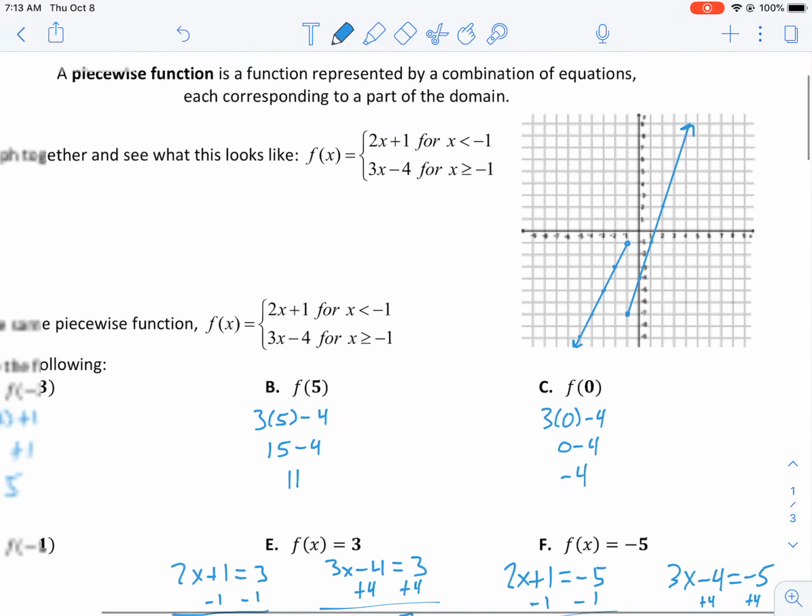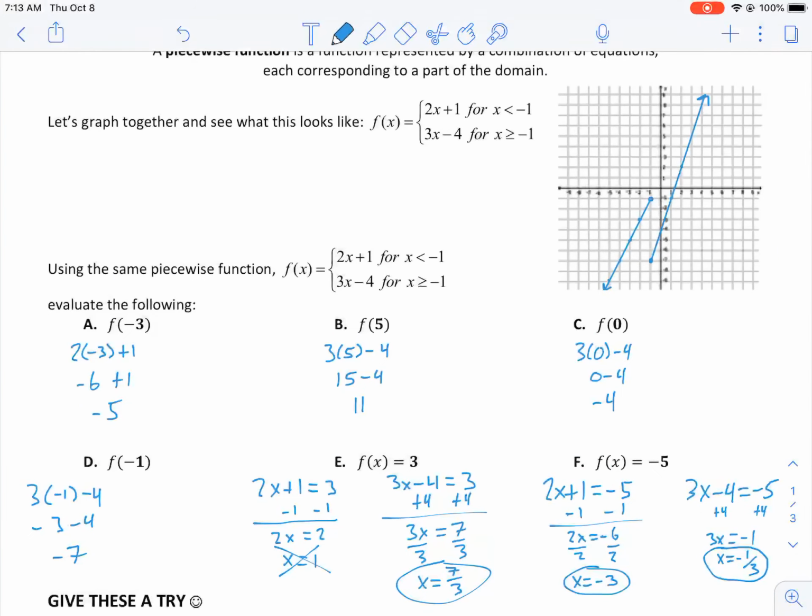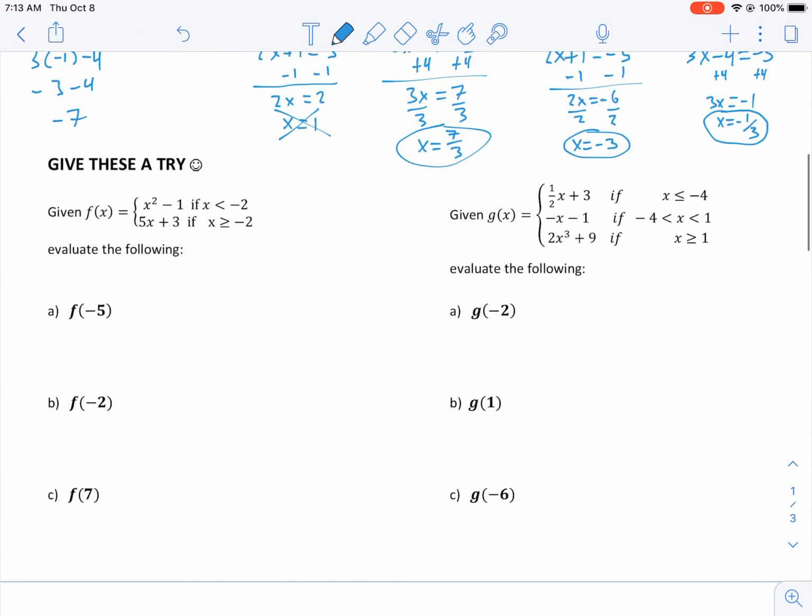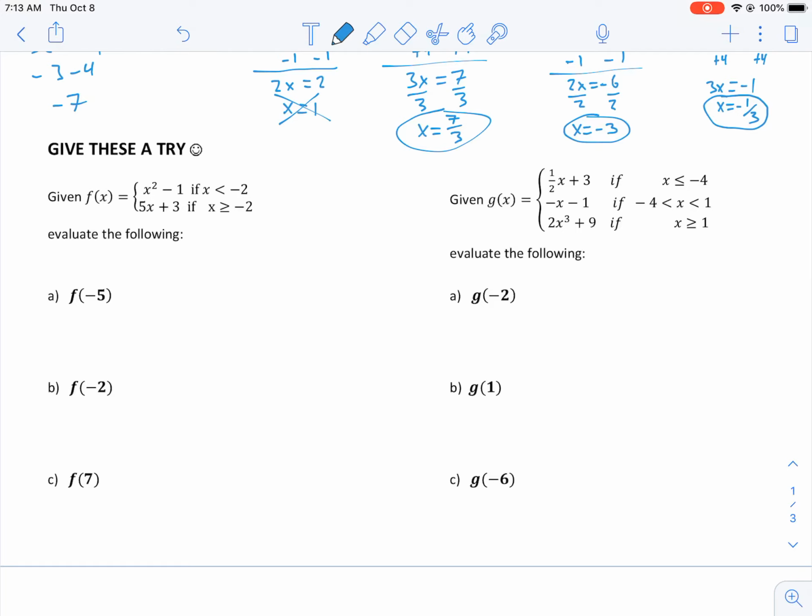So that would be how you do function notation with a piecewise function. Now these ones, I want you guys to try on your own, okay? I want you to give them a shot, and then when you come back, I'll show you the answer. So go ahead and pause this video now and give these ones a shot.